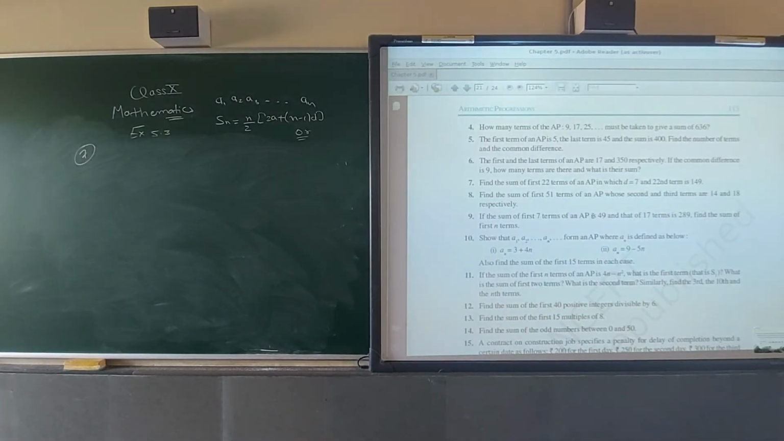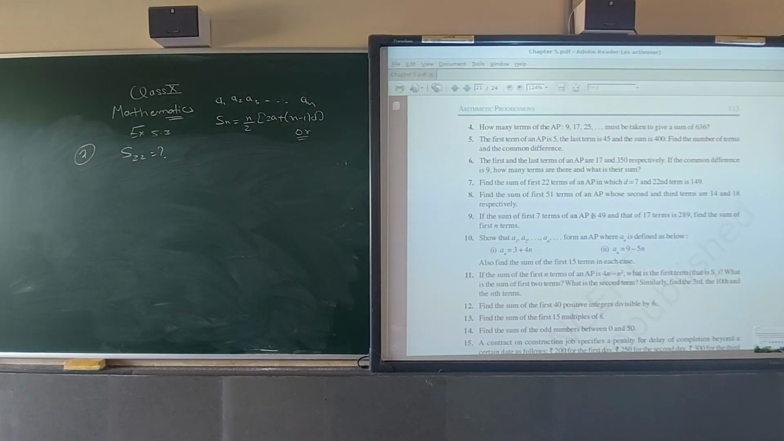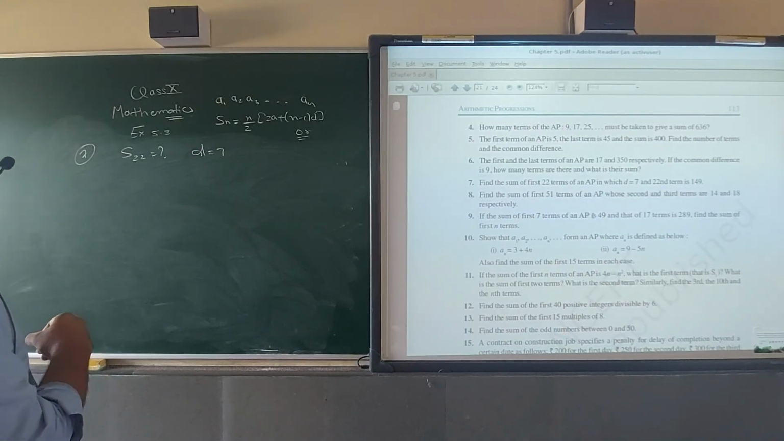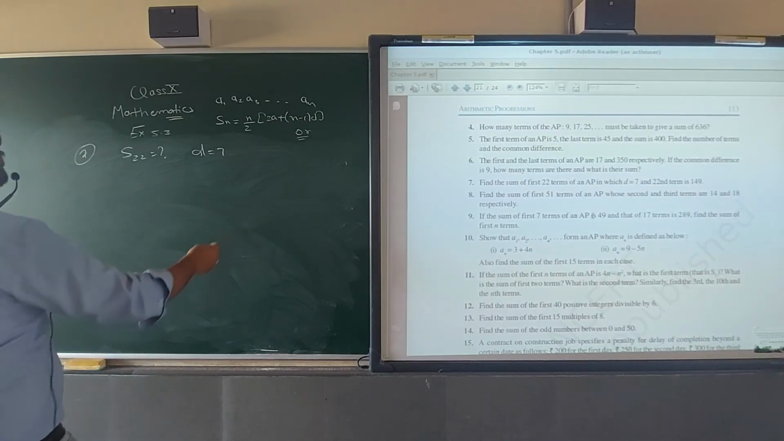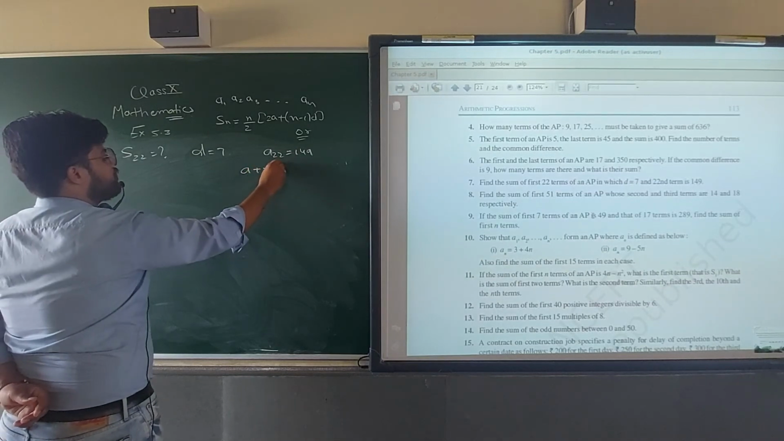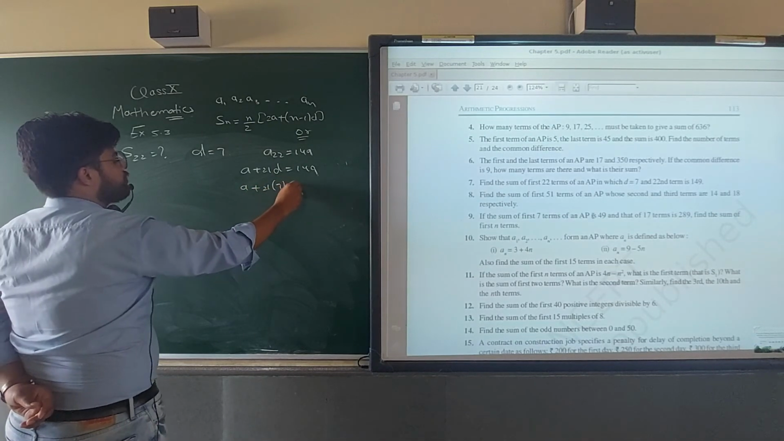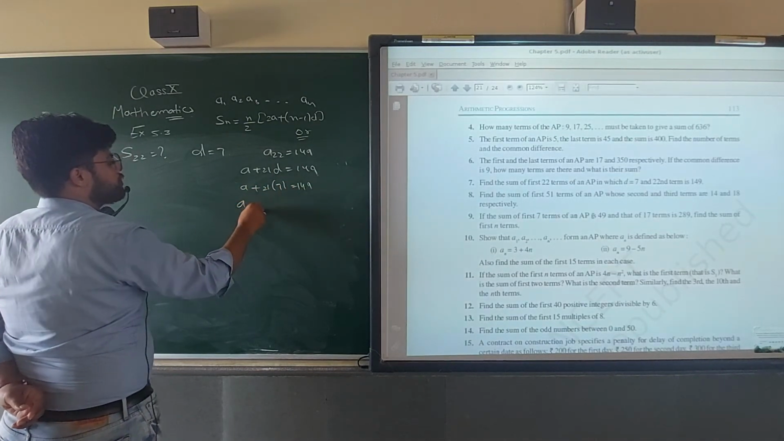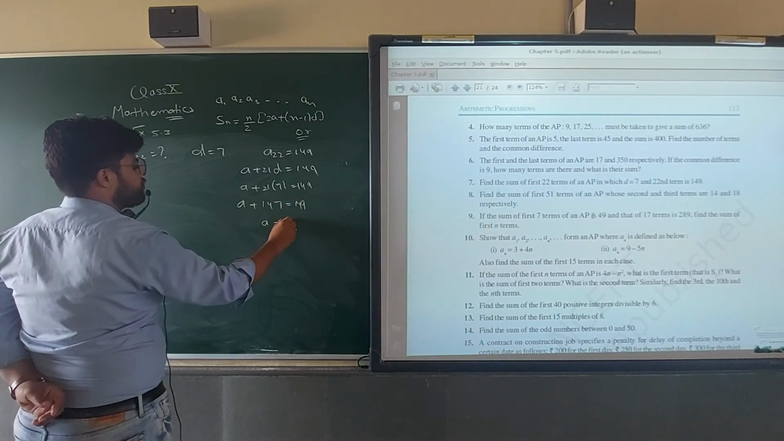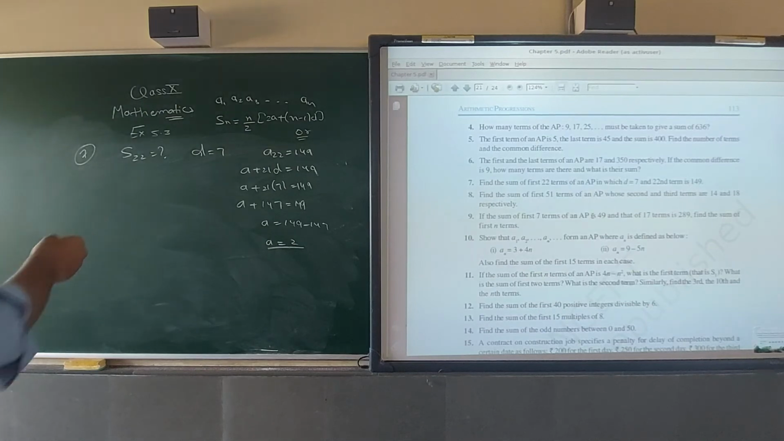Seventh one question is, find the sum of first 22 terms of an AP. S22 we have to find, okay, in which d is 7, d value is given 7, and the 22nd term is 149. Means a22 is given 149. So what can we write for a22? a plus 21d is equal to 149, the value of d is 7. So a plus 147. So the value of a is 149 minus 147. a value is 2.